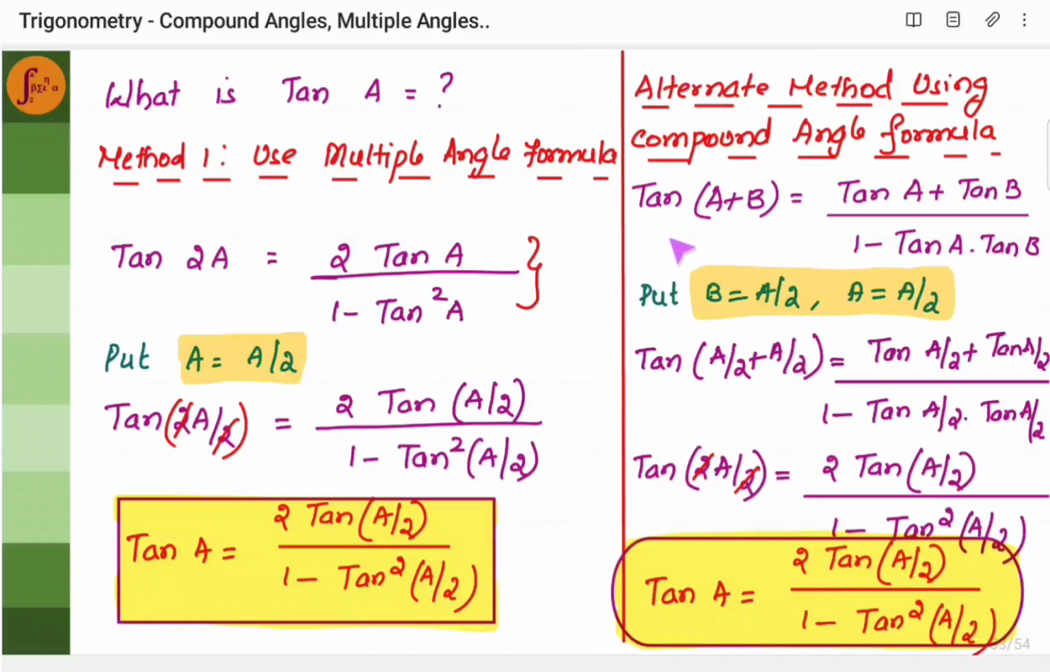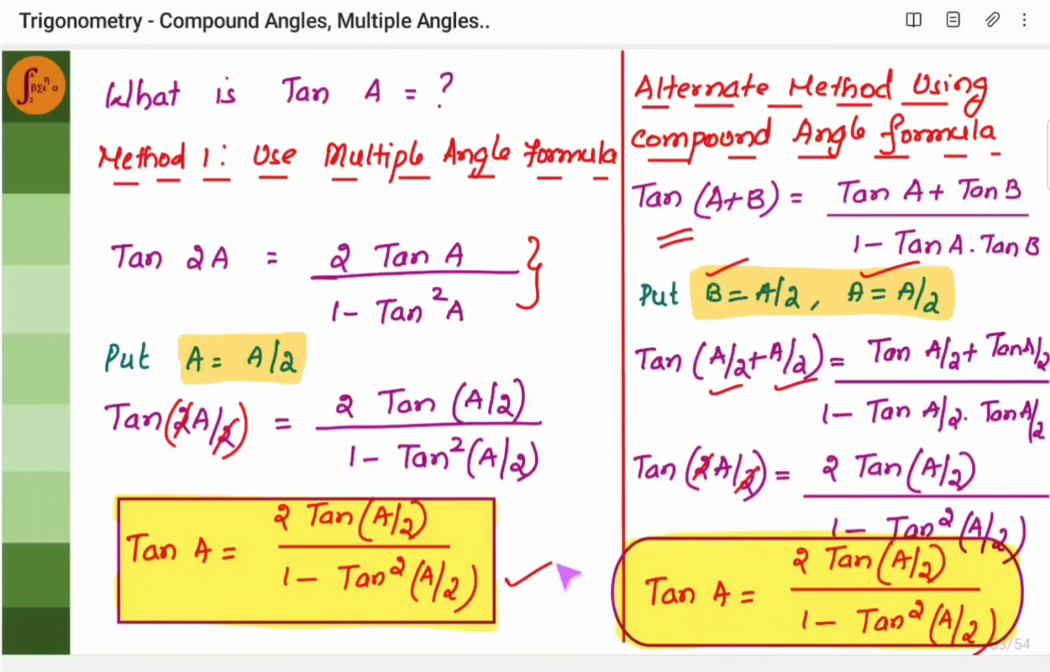Let's see the alternate method using the compound angle formula. What is the compound angle formula for tan a plus b? Tan a plus tan b by 1 minus tan a into tan b. Now here I'll have to substitute b as a by 2 and a as a by 2. When I substitute both, right, and substitute everywhere, here 2 and 2 will get cancelled. I'll get tan a, and this is going to be tan a by 2 plus tan a by 2, which is nothing but 2 tan a by 2, by 1 minus tan a by 2 into tan a by 2, which is tan square a by 2.